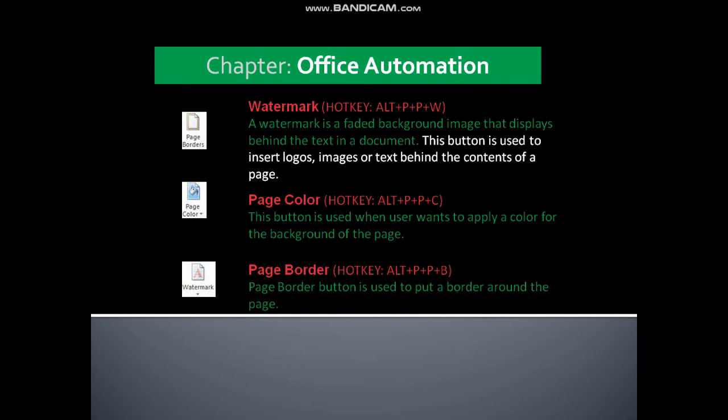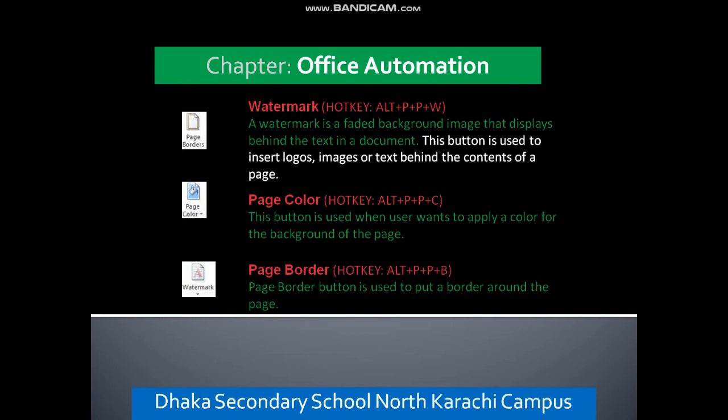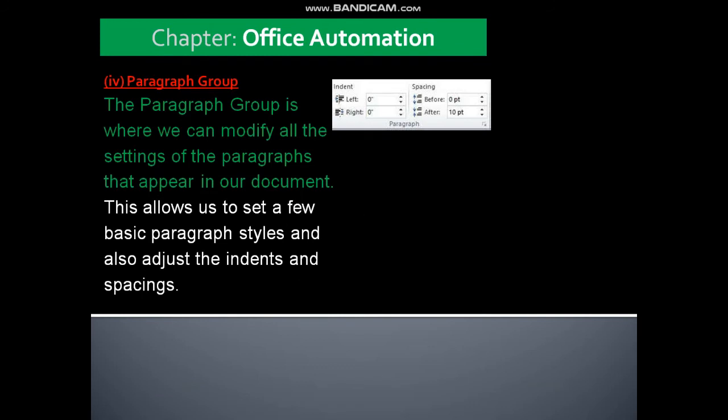Page color. This button is used when the user wants to apply a color for the background of the page. Page borders. The Page Borders button is used to put a border around the paper or around the page.